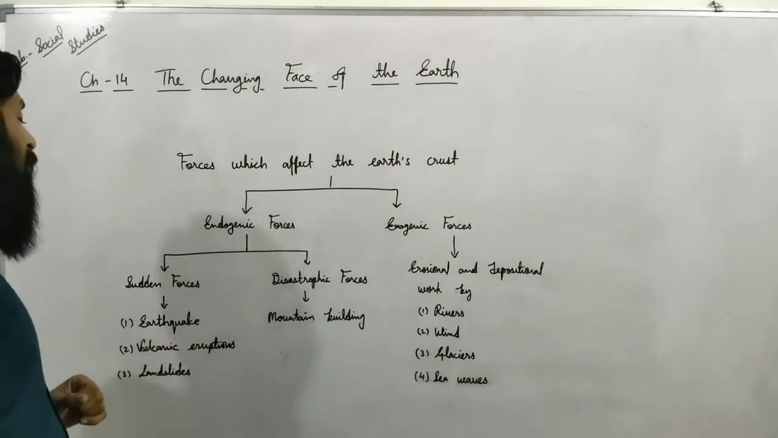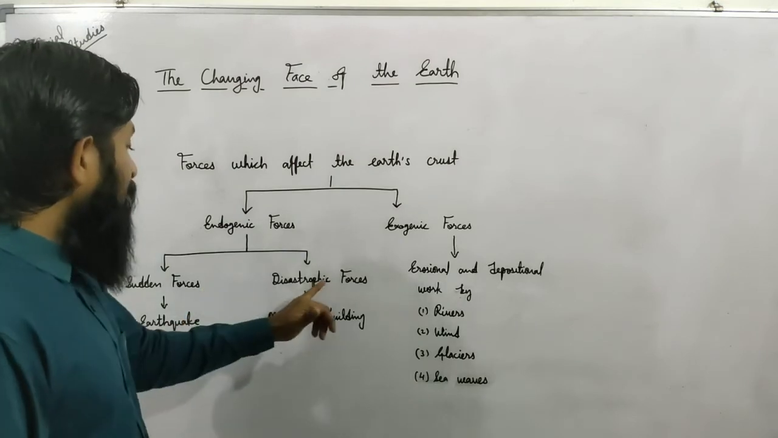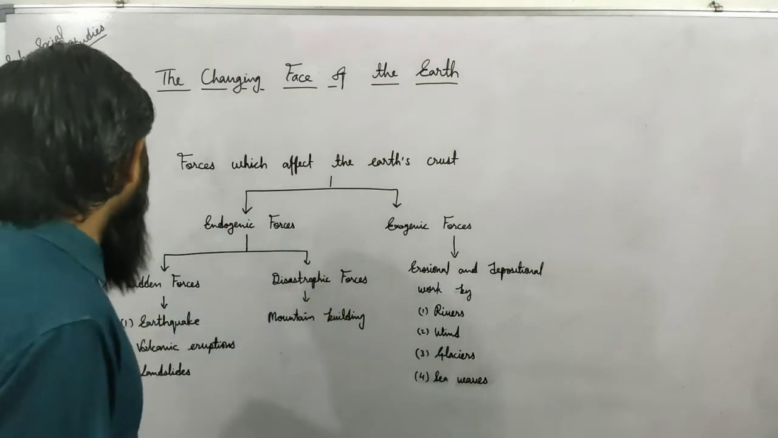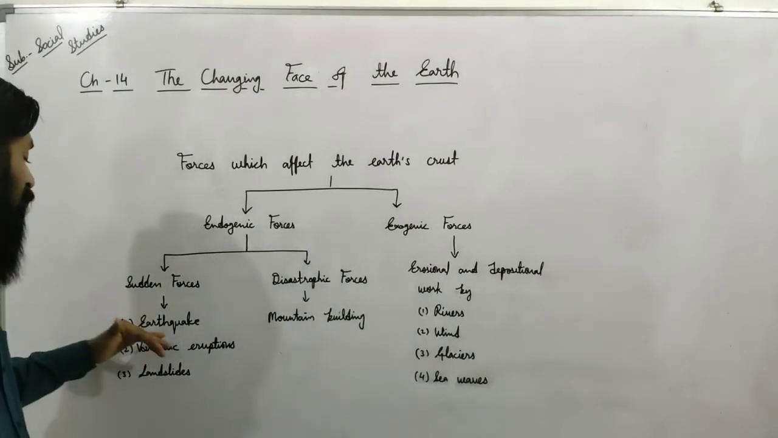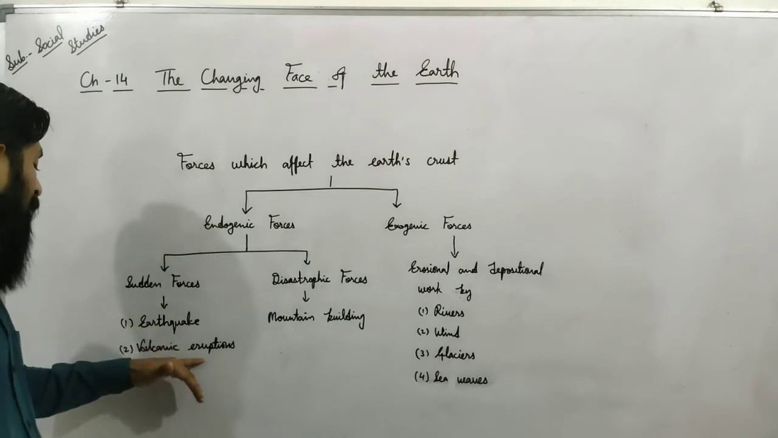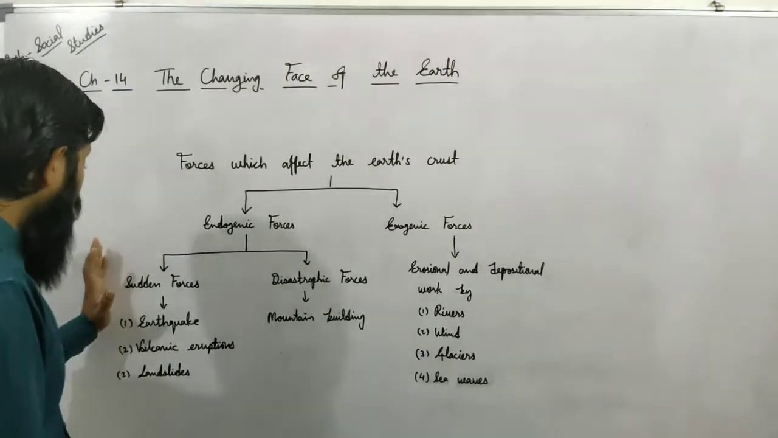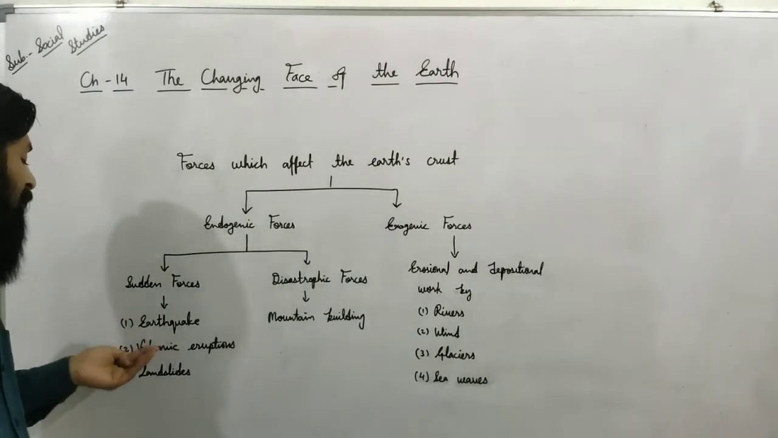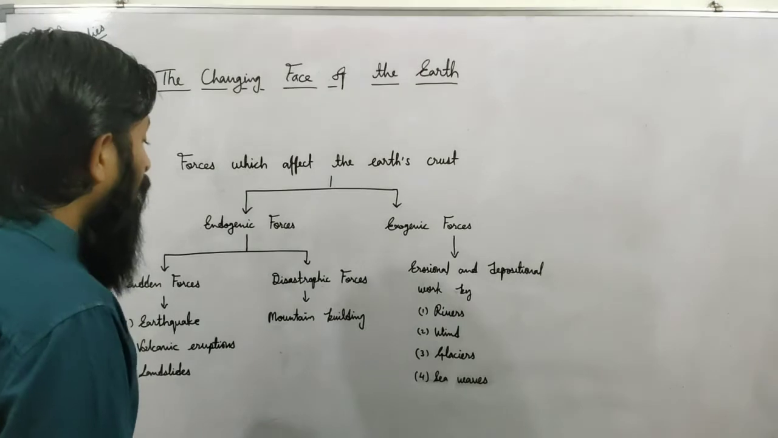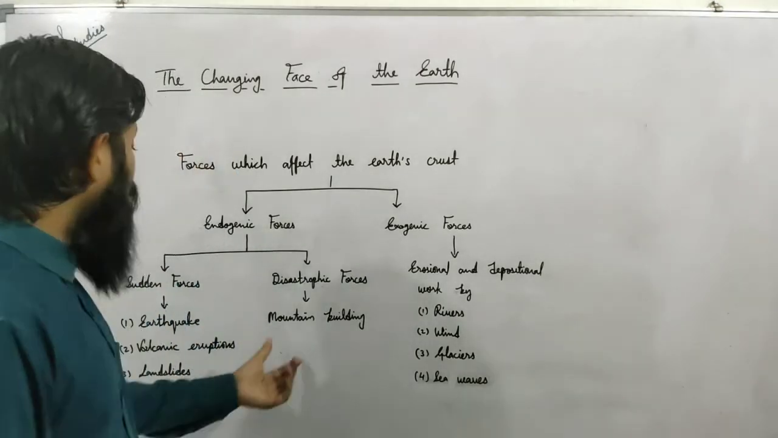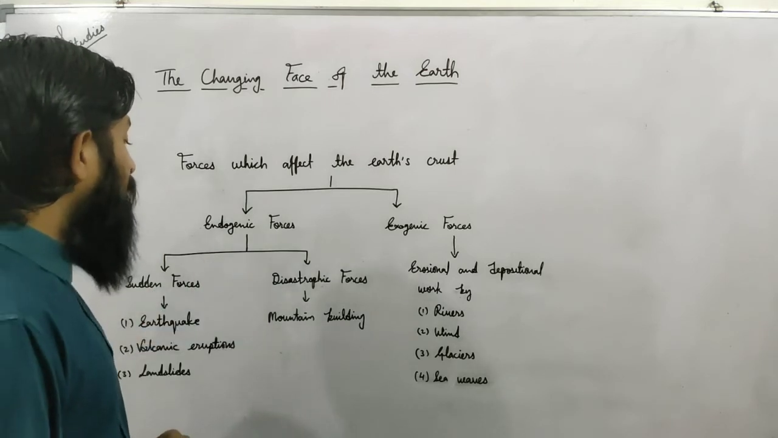Endogenic forces are again divided into two parts: sudden forces and diastrophic forces. Many types of sudden forces occur in our daily life, like earthquakes, volcanic eruptions, and landslides. These activities always happen suddenly, and we don't know when they will happen in the future or nearby future. Diastrophic means mountain building. After a volcanic eruption or something similar happens, the mountain building is settled, and we can say this is about the diastrophic forces.